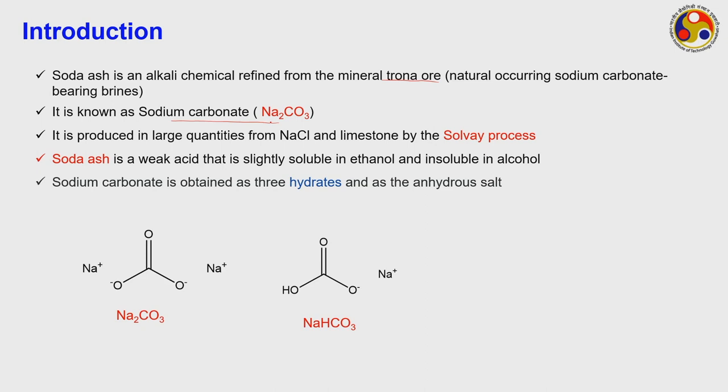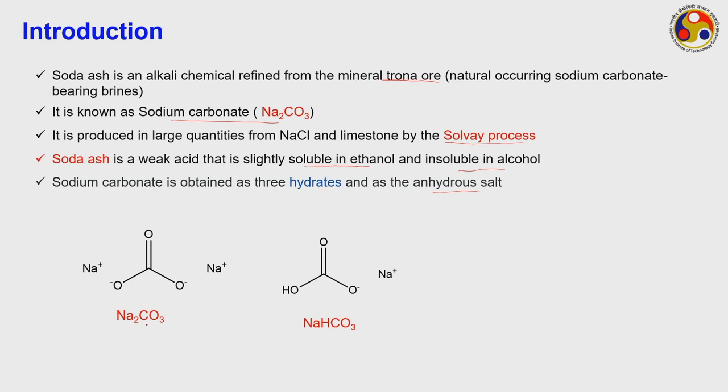So, it is produced in large quantities from sodium chloride and limestone by the Solvay process. This is the main process which we will discuss. The raw materials are sodium chloride and limestone. Soda ash is a weak base that is slightly soluble in ethanol and insoluble in alcohol. Since it is slightly soluble in ethanol, Leblanc used some of the glycols to dissolve this. We will discuss this later. As I told you, the sodium carbonate is obtained as 3 hydrates and as the anhydrous salt. Anhydrous salt means there is no water component in it. If it is a hydrate, then it will have a water component.